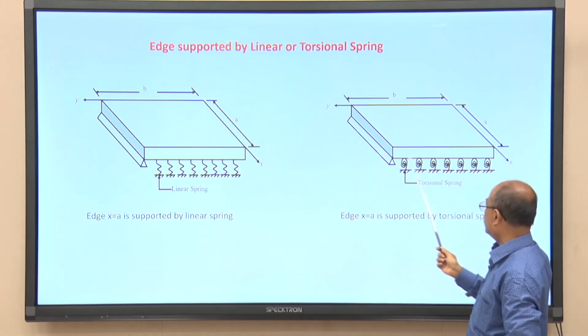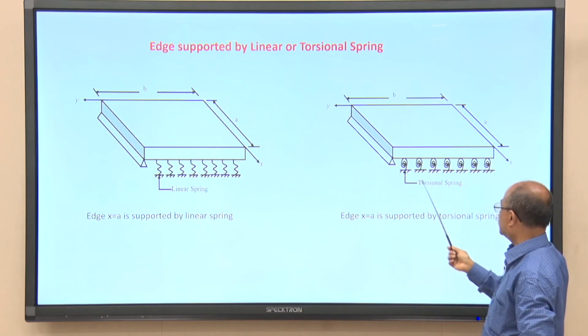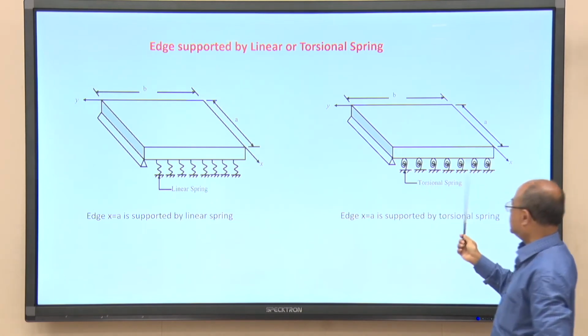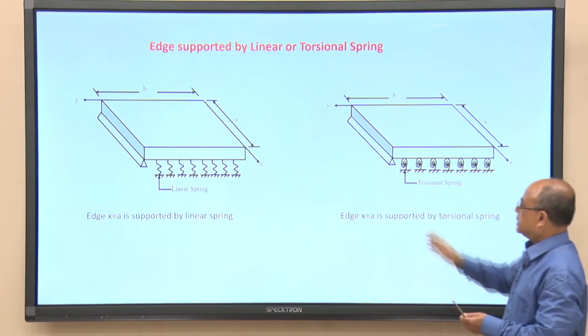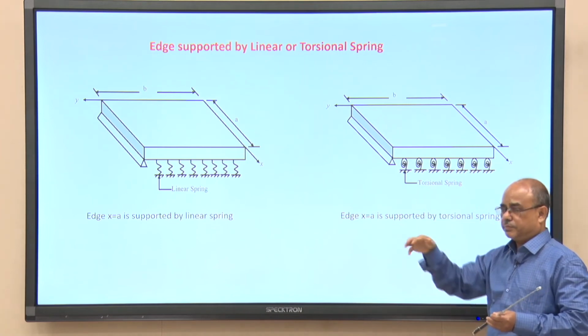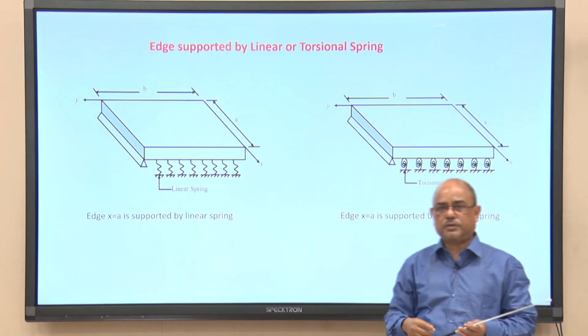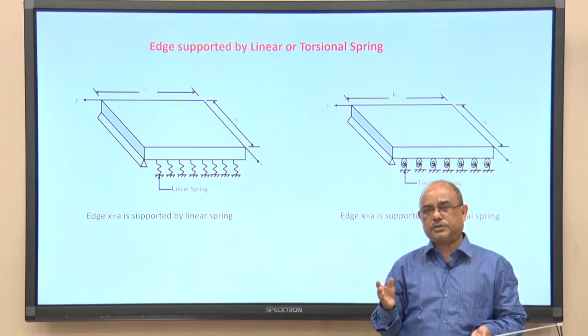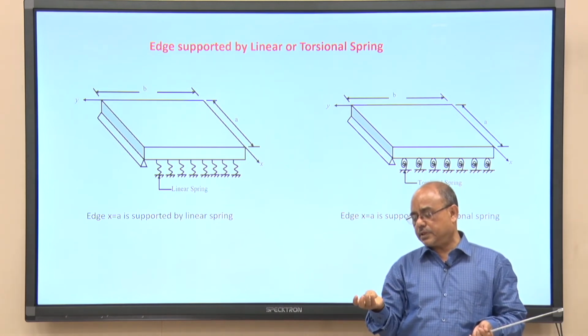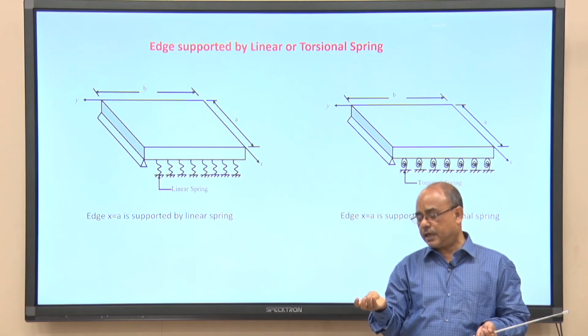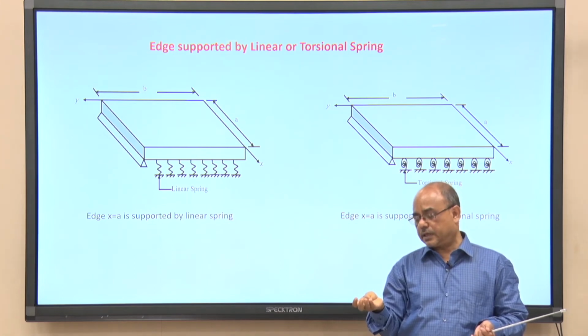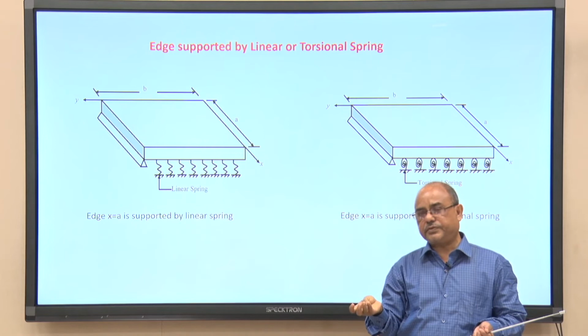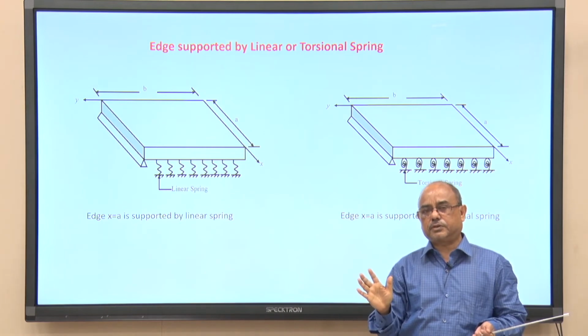Another case may be when the torsional spring or rotational spring is attached at this edge x is equal to a. So, these are the two non-classical boundary conditions. The previous one is also a non-classical boundary condition. Classical boundary conditions are clamped, pinned or simply supported, and free. These three are classical boundary conditions.